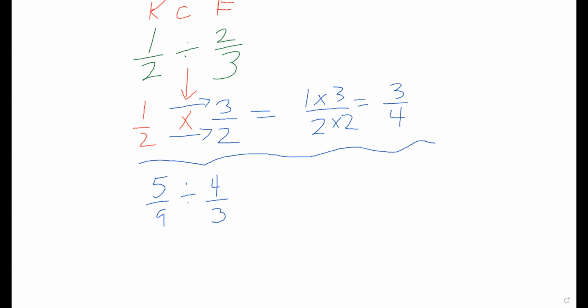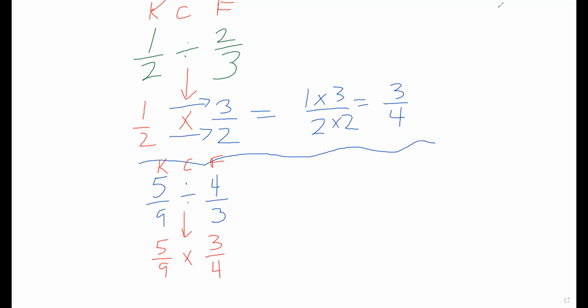Let's take a look at our last question. We have 5/9 divided by 4/3. So remember, anytime we are dealing with dividing fractions, we are going to KCF: keep, change, flip. So we keep our first fraction the same. You'll always change division to multiplication, and then you're going to flip the second fraction.